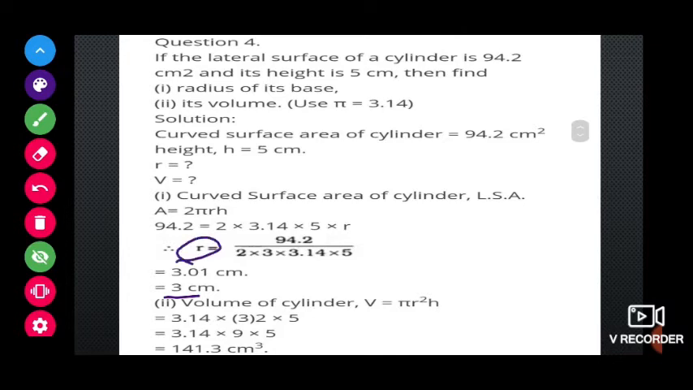Now we have to find the volume of the cylinder. Volume of the cylinder, what is the formula? Pi r square h. So here also again we have to take the pi value as 3.14 into r square, that is 3 square, into height 5. Now 3.14 into 3 square 9 into height 5. If we multiply this, we will get the answer as 141.3.